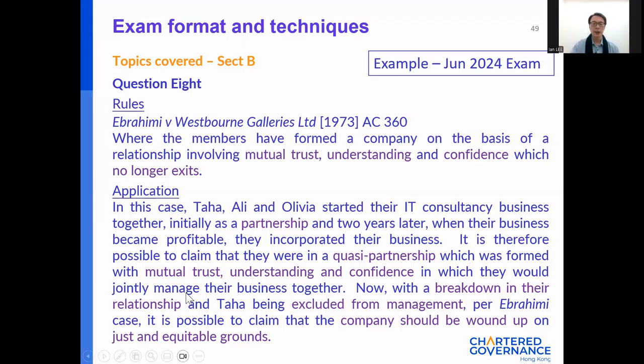Now, with a breakdown in the relationship and Taha being excluded from management, per the Ebrahimi case, it's possible to claim the company should be wound up on just and equitable grounds. So if they're no longer able to continue this quasi-partnership, then the company should be wound up, the assets should be redistributed back to the respective shareholders so they can each go their own way. So that would seem a fair resolution of a situation that has gone bad.